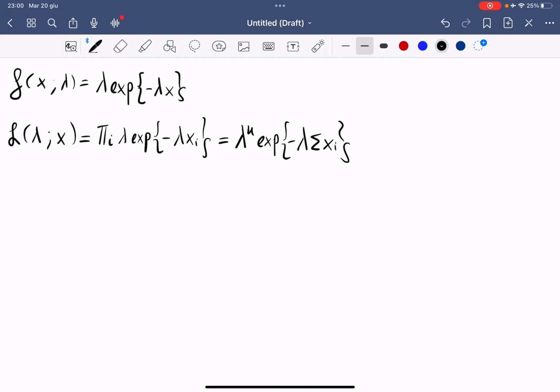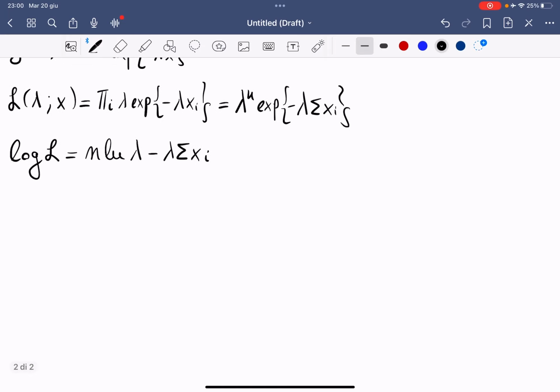Now we compute the log likelihood, that will be equal to n, that multiplies the logarithm of lambda, minus lambda times the sum of xi. Actually, we shall write the natural logarithm even here.